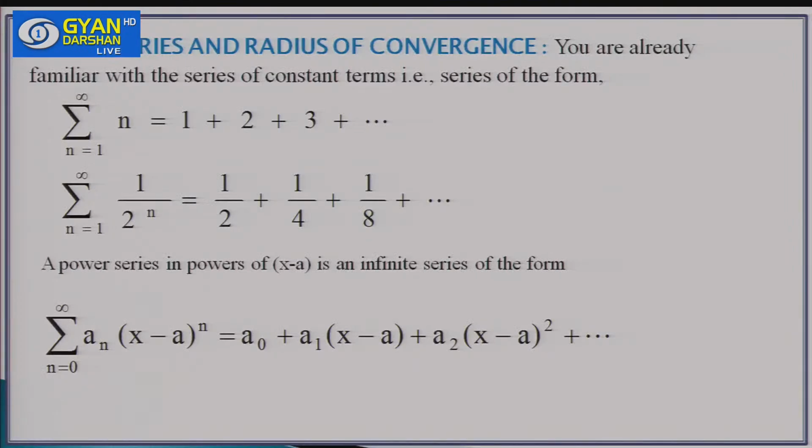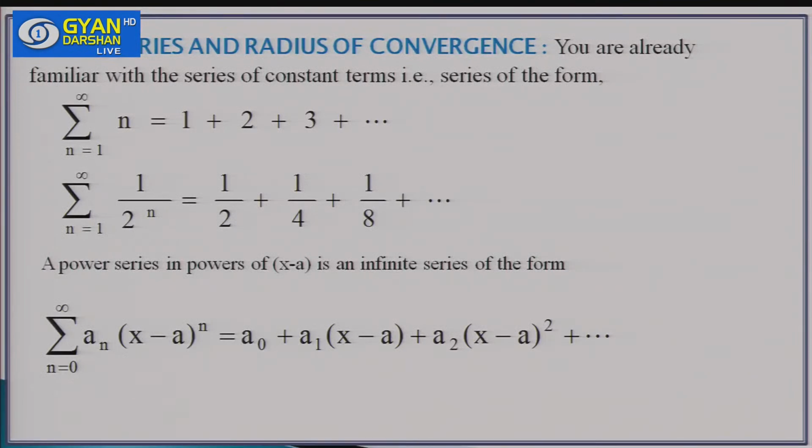So, power series and radius of convergence. In this topic, we are already familiar with series of constant terms, where we have the summation of n, and the summation of 1 by 2 to the power n, and this type of series. So this is basically a series of constant terms. We are familiar with that. And what is a general power series? That is the summation over a n times x minus a to the power n.